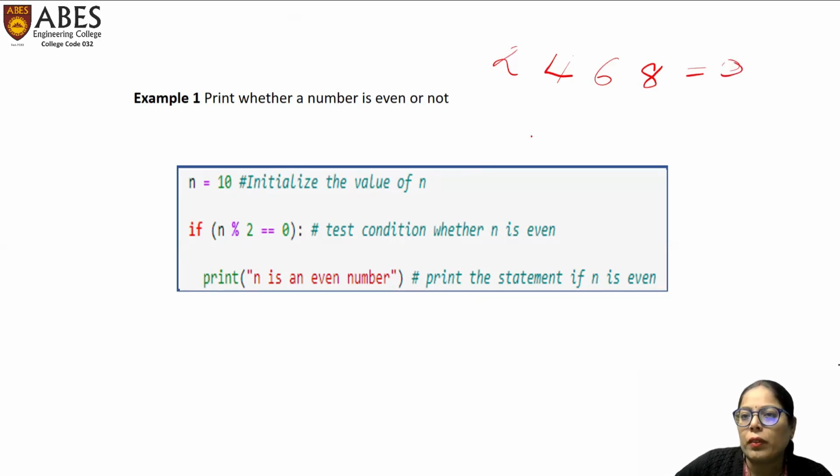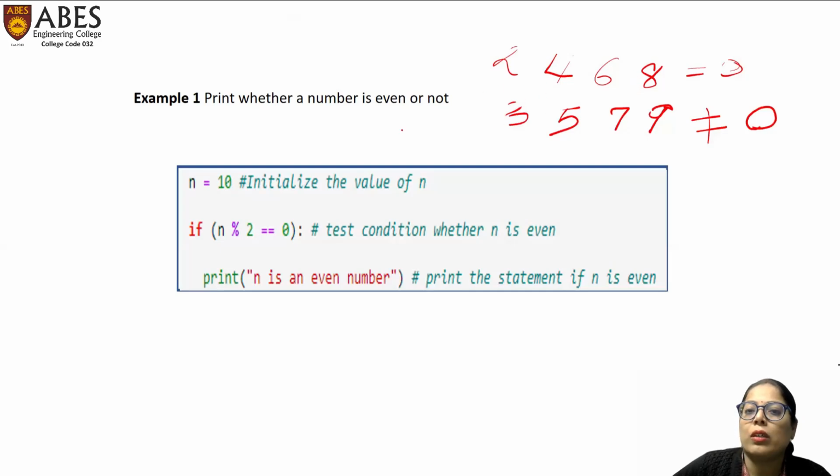Now, if I say 3, 5, 7, 9, these are your odd numbers. Why? Or you can say these are not even numbers. Because when you divide them by 2, the remainder will not be 0. In this case, the remainder will be 1. So this is the concept of odd and even numbers. You might be knowing this.